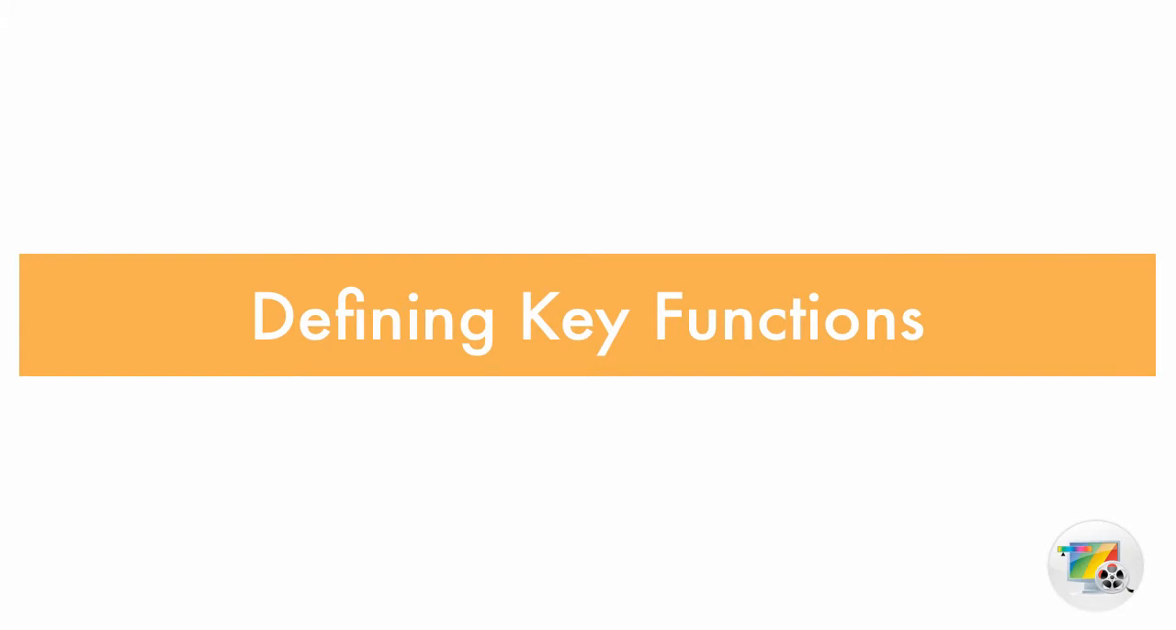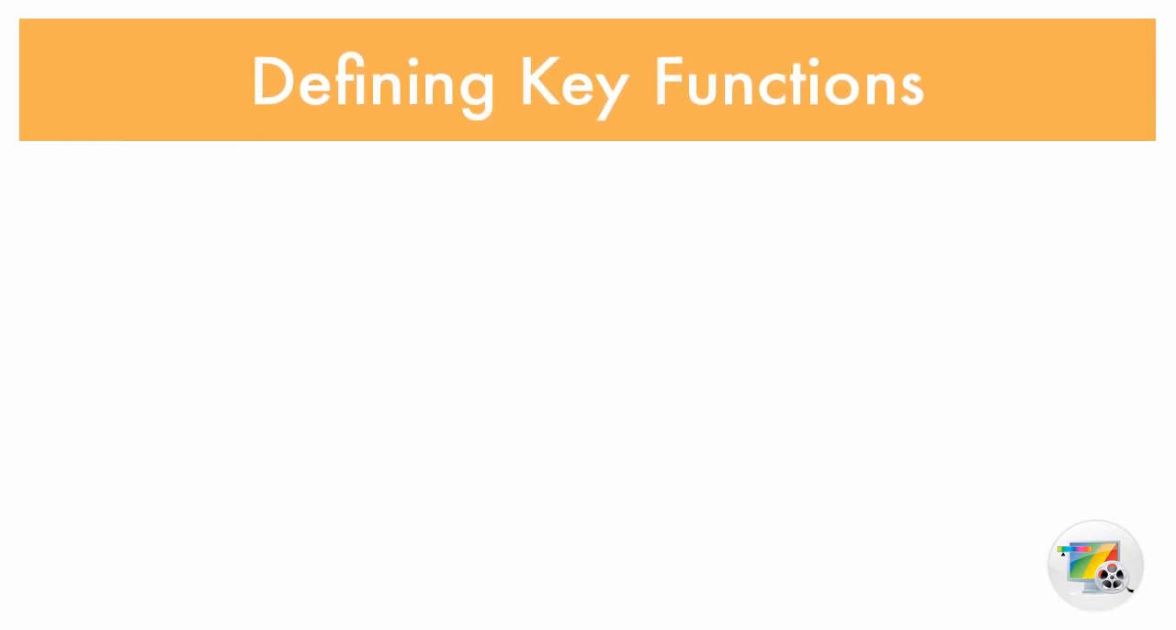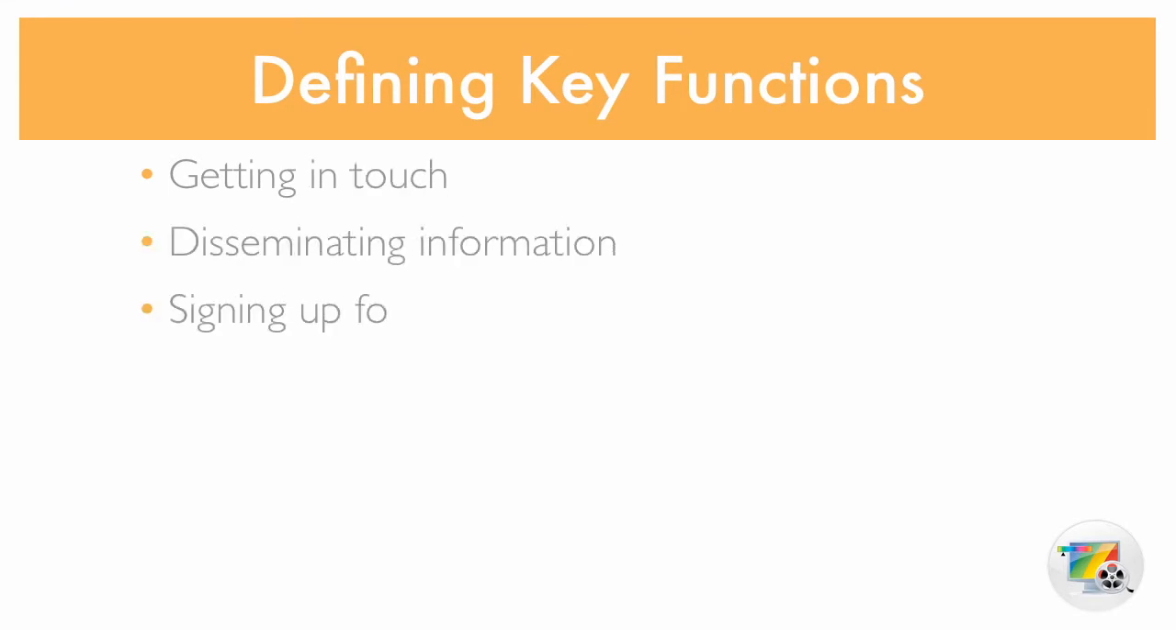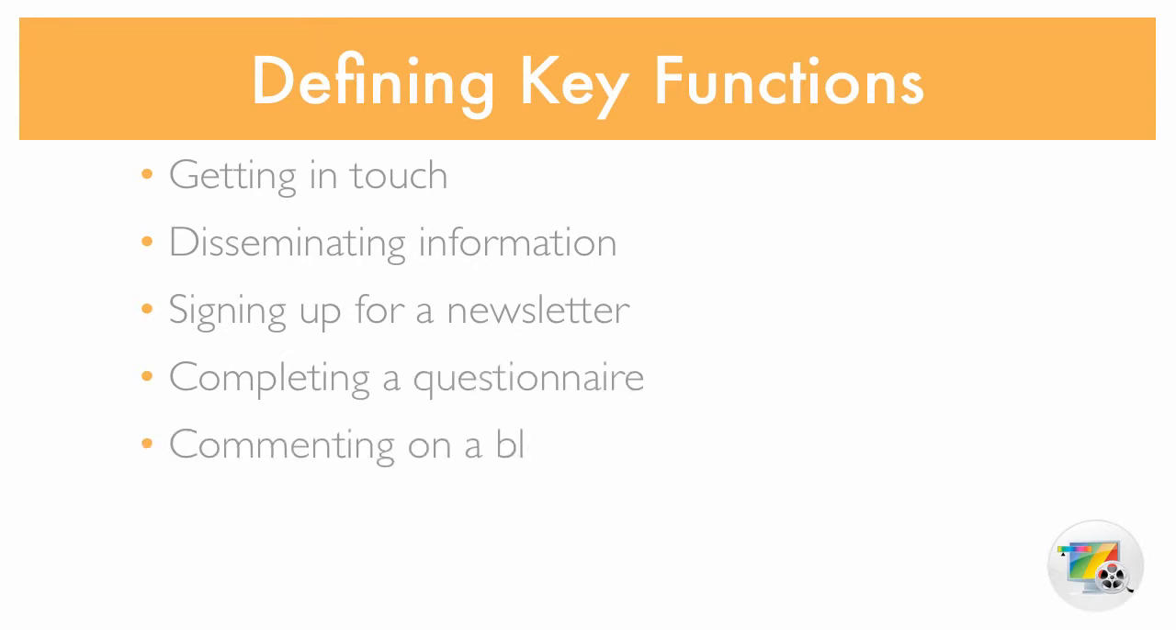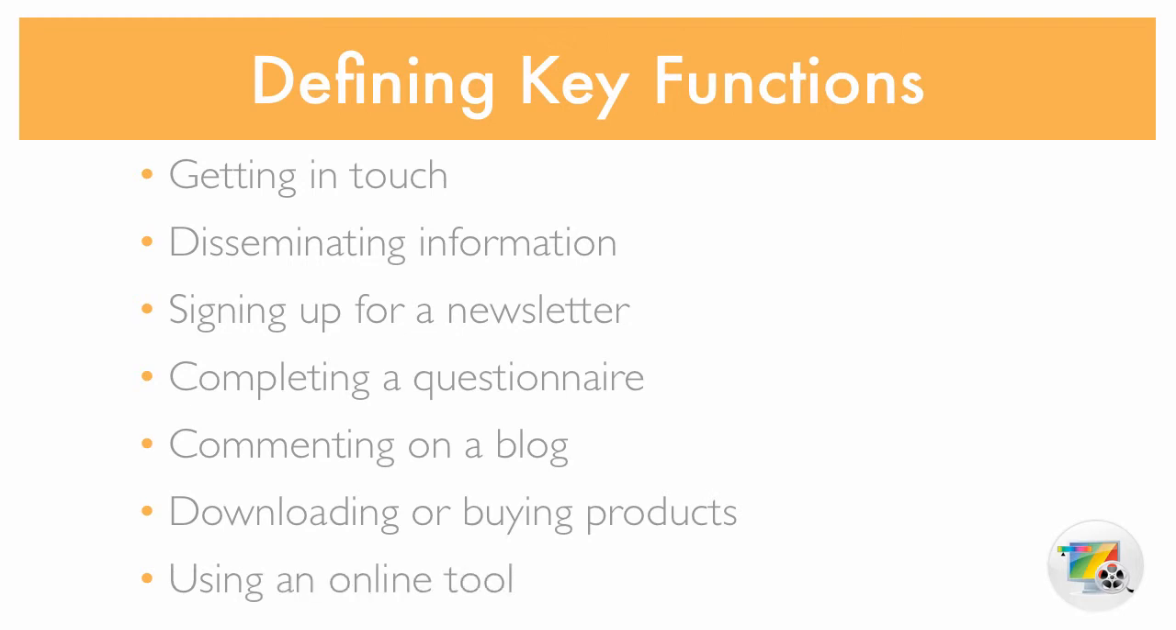Defining key functions. Once the goals of the website have been established, it's important to define the actions required by site visitors to meet the goals. An action is any traceable sequence of events carried out by the end user, like getting in touch, either by phone, email, or via online form. Disseminating information, signing up for a newsletter, completing a questionnaire, commenting on a blog, downloading or buying products, or using an online tool.